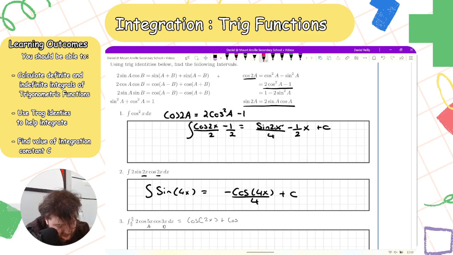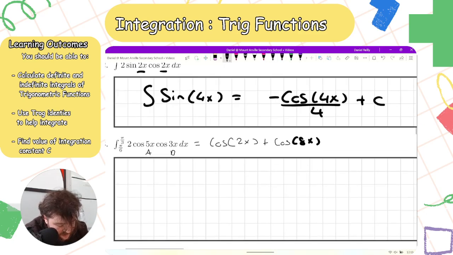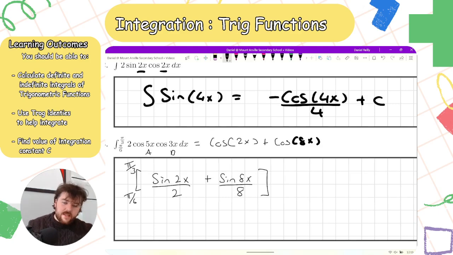So again, just a reminder, I'm using this one here. A plus b, 5x plus 3x is 8x. So I'm integrating this between pi over 3 and pi over 6. So it's going to be sine 2x over 2 plus sine 8x over 8, and I'm integrating between those two.